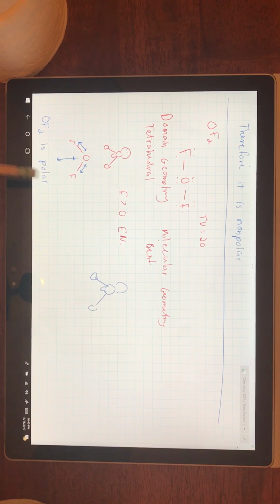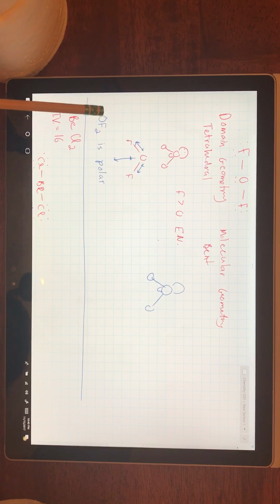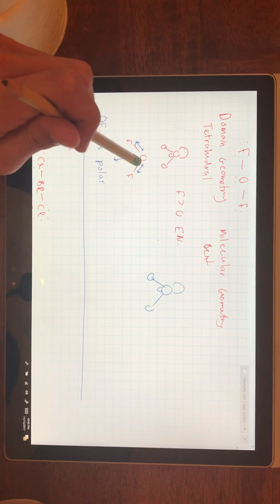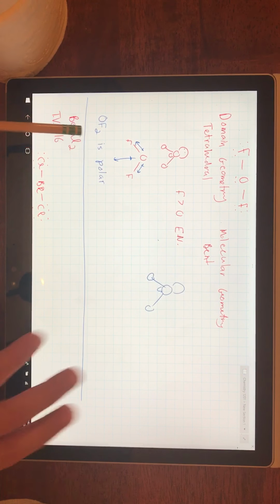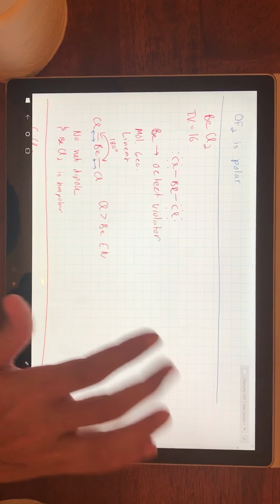Next, we know that fluorine has a greater electronegativity than oxygen, so the dipoles will point towards the fluorine, and you'll get a net dipole right here going down, and so OF2 is polar.